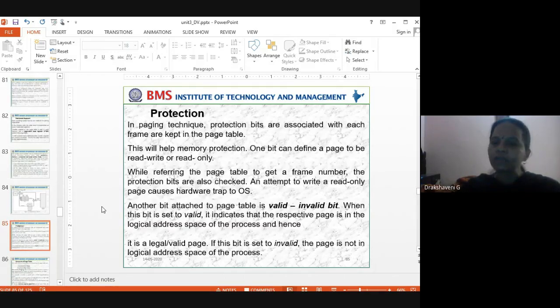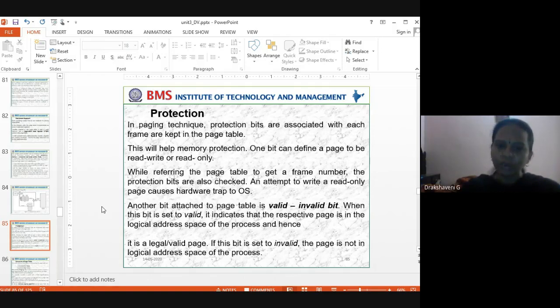To do all this, we require protection. Why do we require protection? In the same way as in our laptops, to protect them from unauthorized users, we have a login ID and password. In the same way, antivirus is also there to protect our system from unwanted virus attacks. So in the same way, protection is also required for memory.